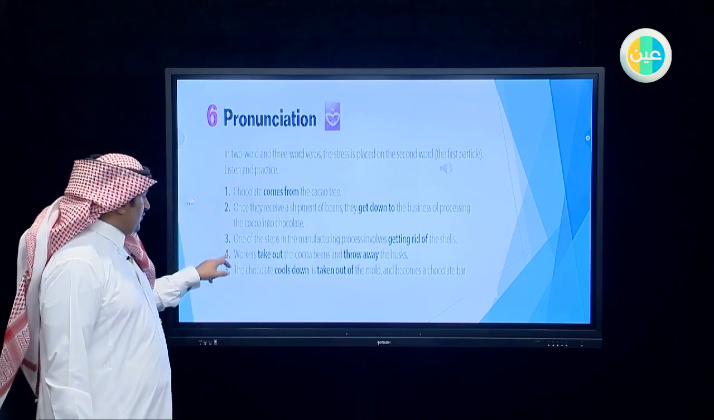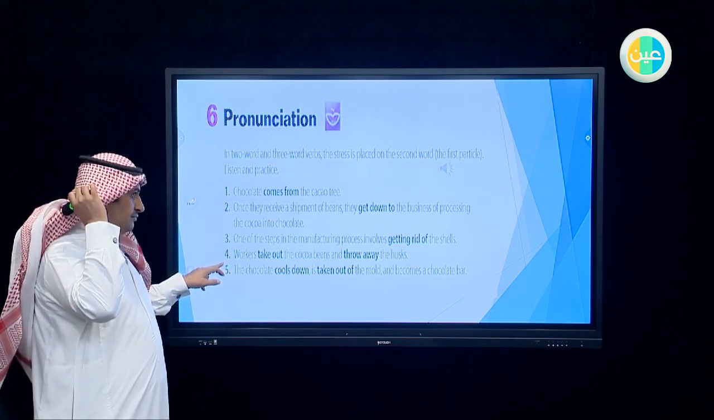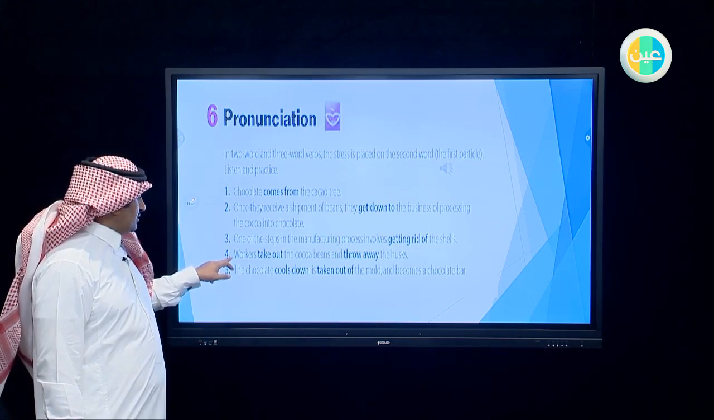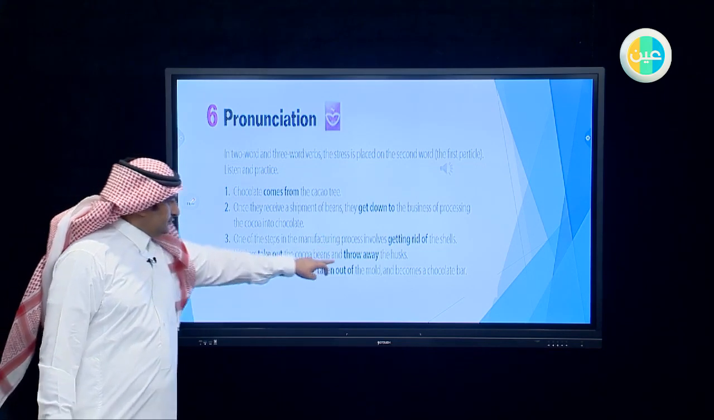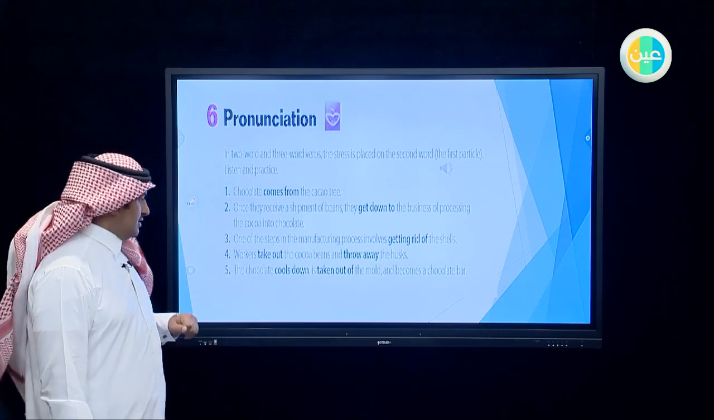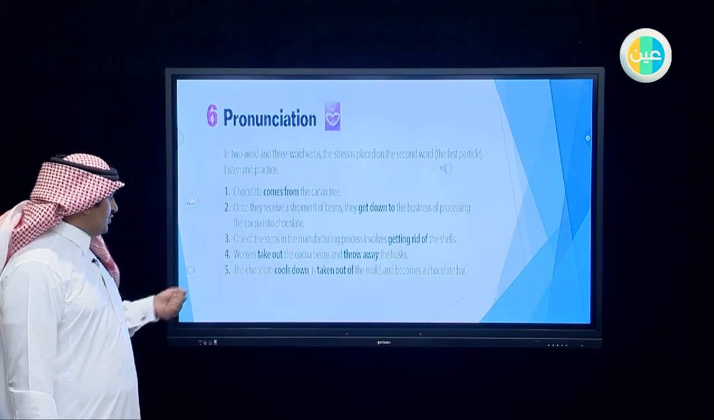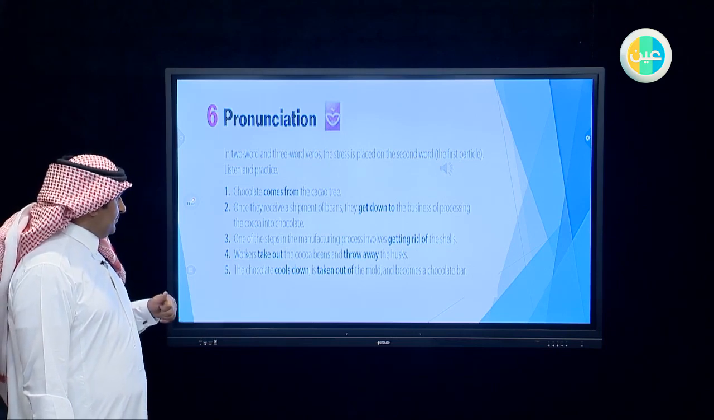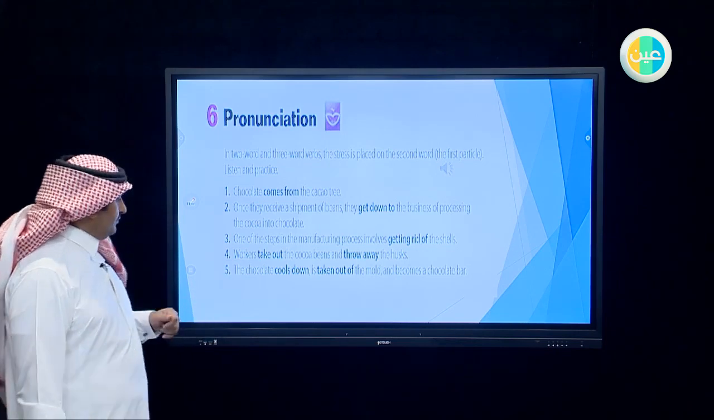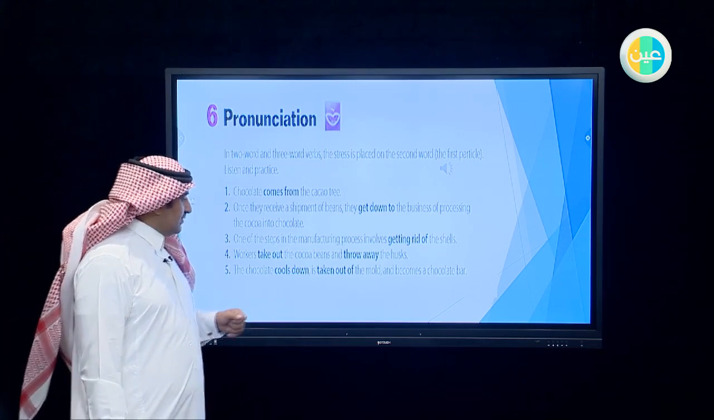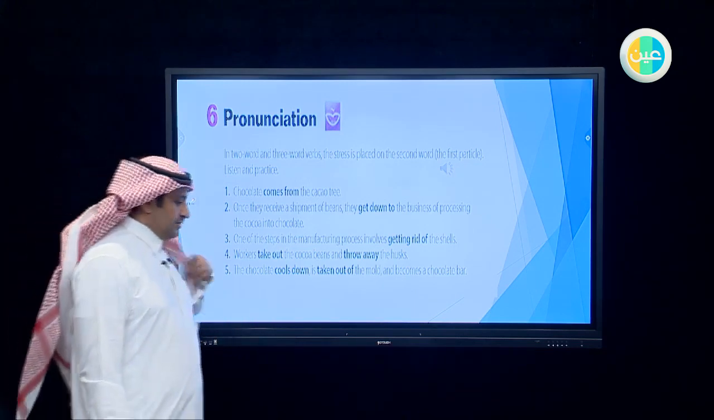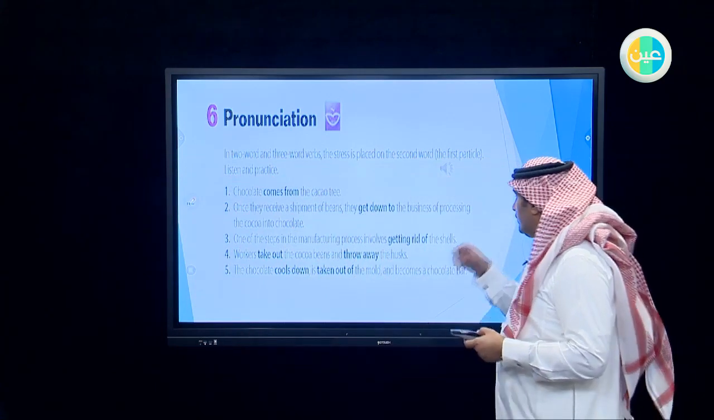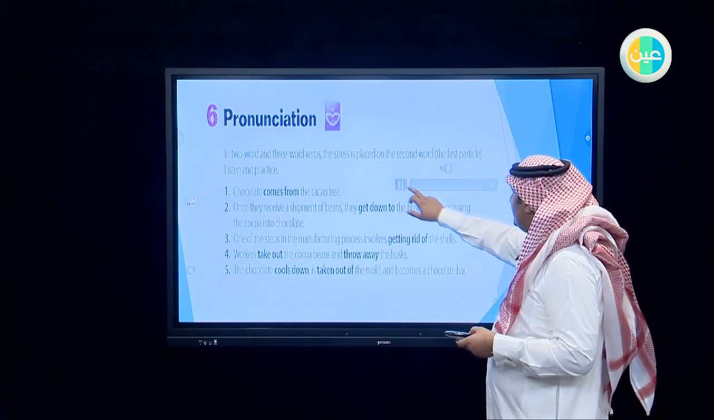Okay, number 4. Workers take out the cocoa beans and throw away the husks. Throw away the husks. The last one, chocolate cools down. 5. The chocolate cools down, is taken out of the mold, and becomes a chocolate bar. It becomes a chocolate bar. Okay. Can you listen to it again, please, ladies and gentlemen?